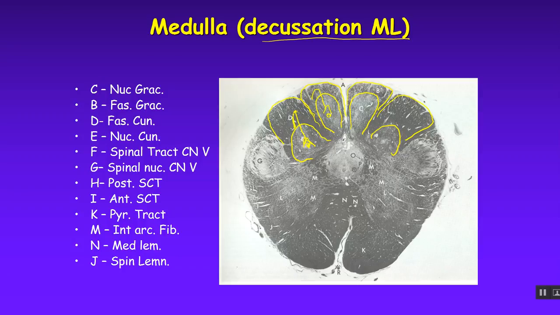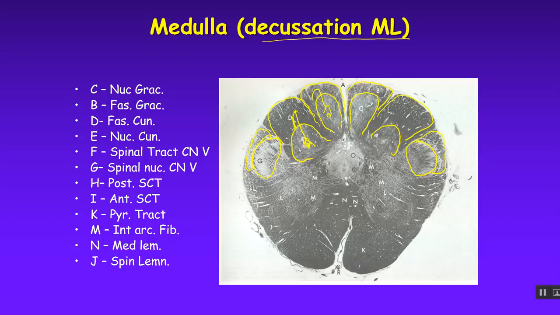And then we have the spinal tract of cranial nerve number 5, the spinal nucleus. So again, still a very prominent feature. Here's the nucleus, and then the darker area, just a little bit lateral, is the tract. So nucleus and tract, spinal nucleus and tract of cranial nerve number 5.